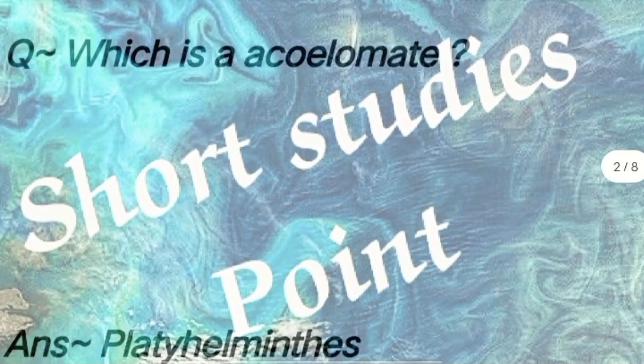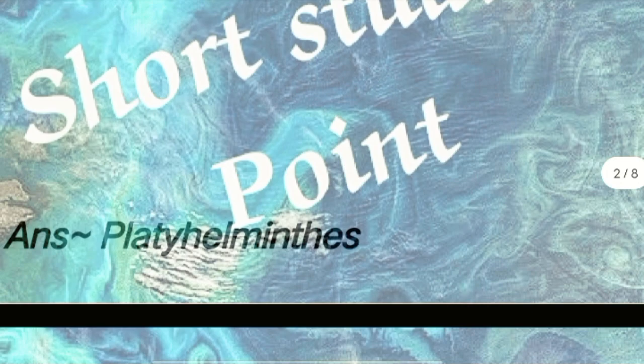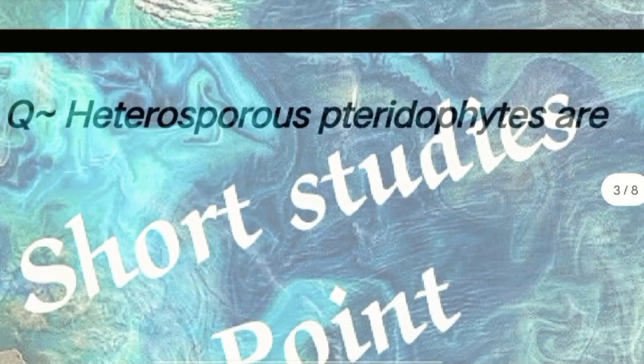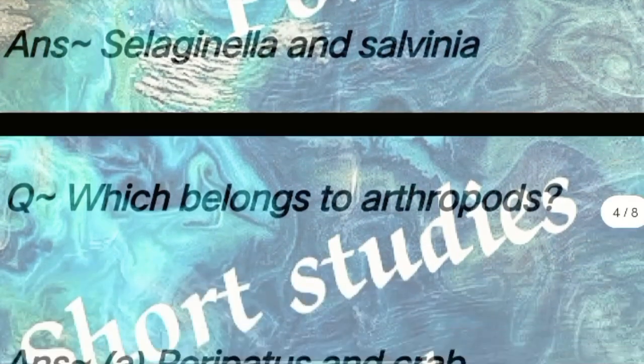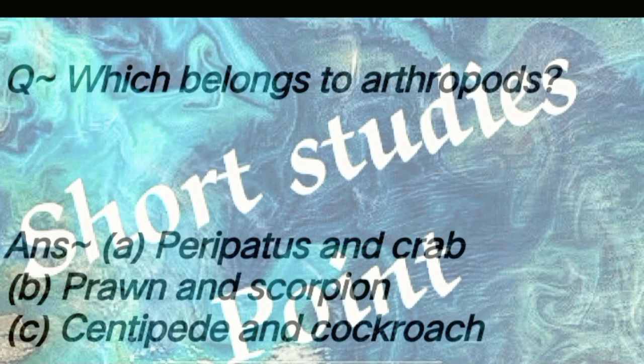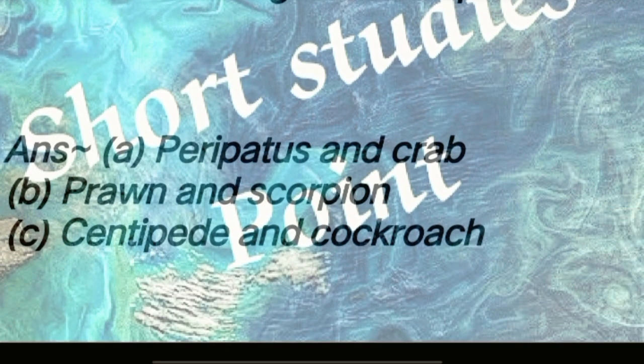Next question: Which is a chordate? Answer: Platyhelminths. Next question: Heterosporous pteridophytes are? Answer: Selaginella and Salvinia. Next question: Which belongs to arthropods? Answer: Prawn and crab. B: Prawn and scorpion. And C: Centipede and cockroach.